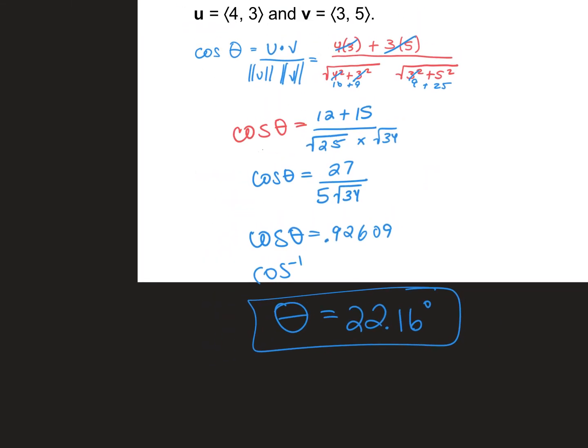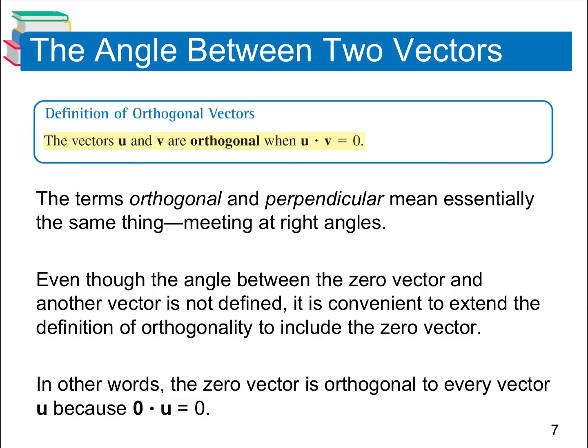Now, say they gave you the angle, right? They told you that the angle was such and such. Find something else. You just put the angle where theta is in your formula. It's just manipulating the formula. That's it.